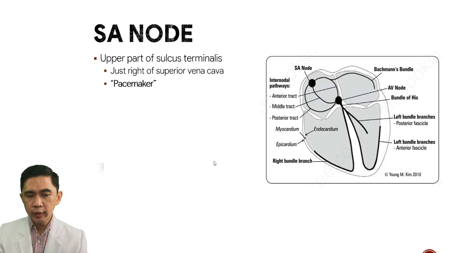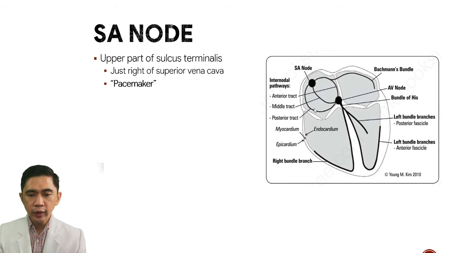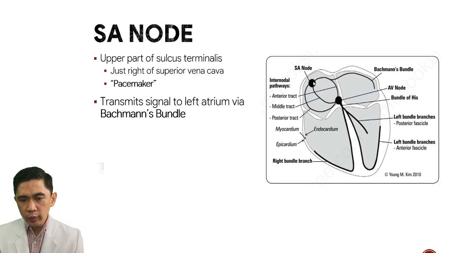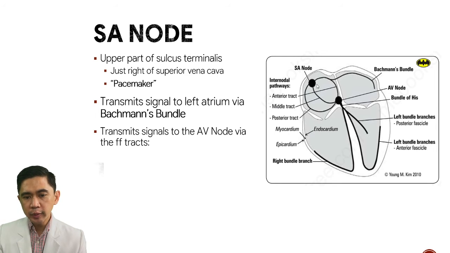This is what we call the pacemaker of the heart. What the sinoatrial node says, the rest of the heart will follow. That's why it is called pacemaker. So the sinoatrial node is found in the right atrium, and it will transmit signal to the left atrium via the Bachmann's bundle. It will also transmit signals inferiorly to the AV node via the following tracts: the anterior tract, the middle tract, and the posterior tract.